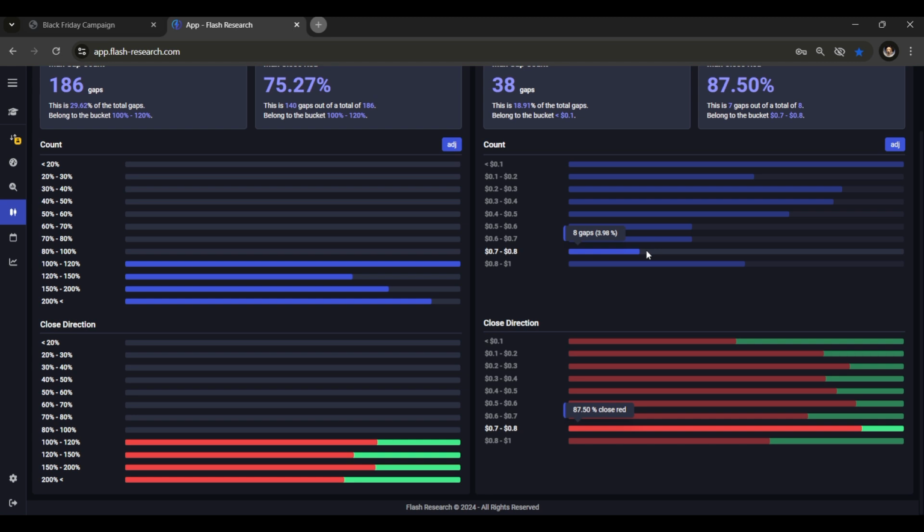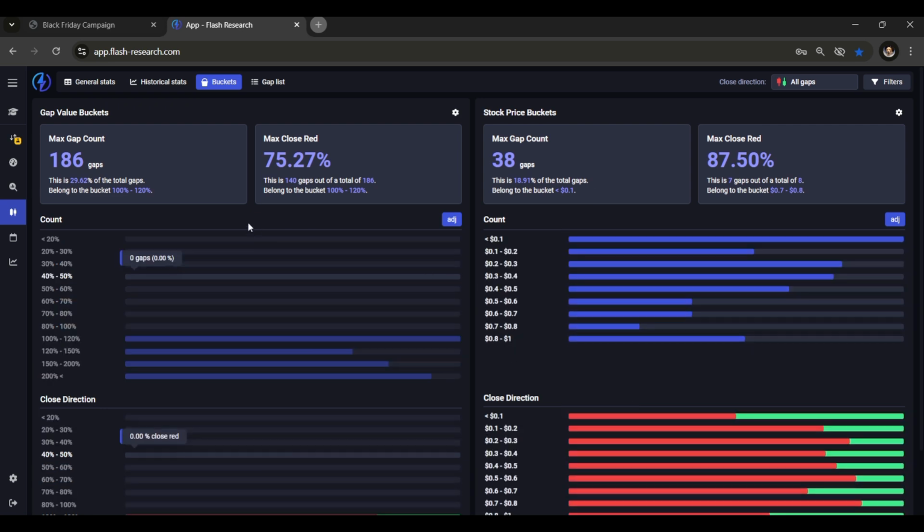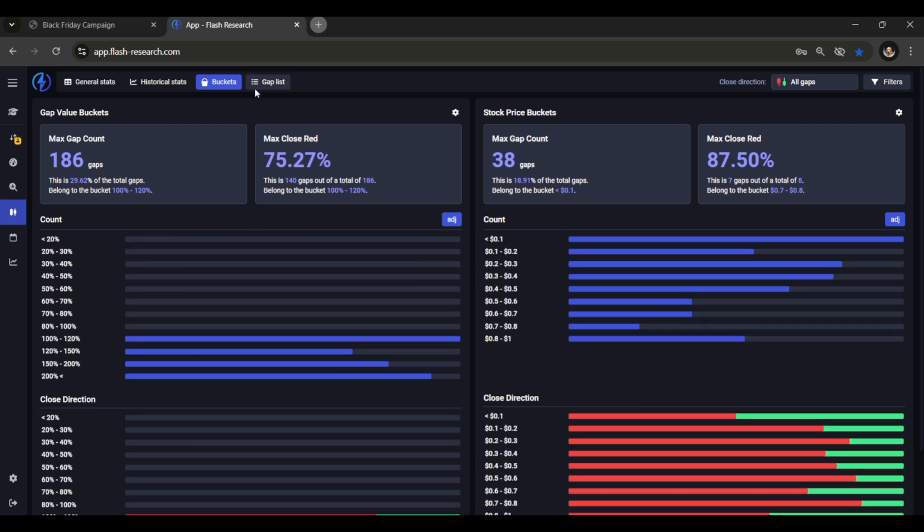For me, it's so helpful, and now if I am looking for new edges, new strategies, I cannot live without the bucket section of the gap analysis tool. This tool right here is amazing. And let's continue to the gap list.